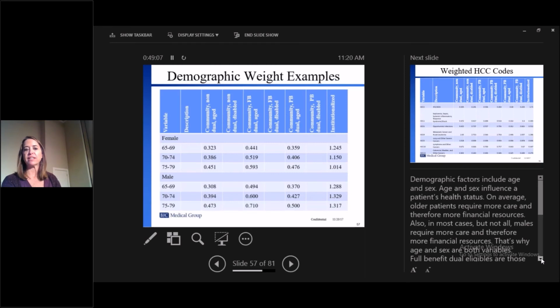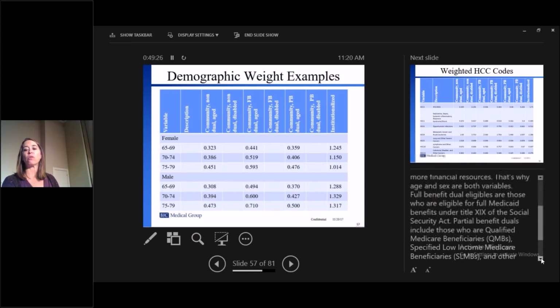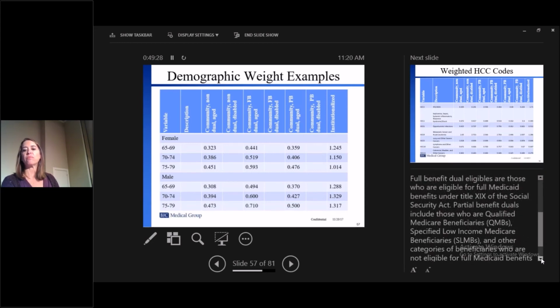So here is just an example of the demographic weight examples that Medicare is doing for you. You don't have any part of this. I'm just trying to show you the difference. So age and sex influence a patient's health status. On average, older patients require more care. And in most cases, but not all, men require more care and therefore more financial resources. That's why age and sex are both variables. Full benefit dual eligibles have a higher likelihood of needing more care also.